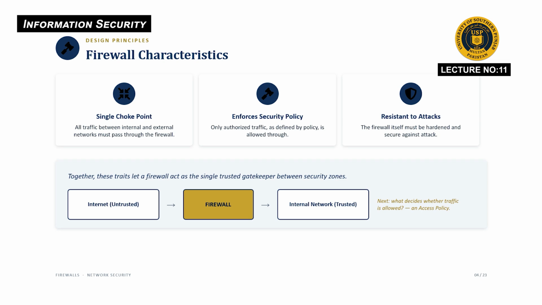Firewall characteristics. There are three main characteristics of a firewall. The first one is a single choke point, meaning all traffic must pass through the firewall. The second one is to enforce security policies, which means only authorized traffic is allowed. The third one is resistance to attack, meaning the firewall itself must be secure from attackers.